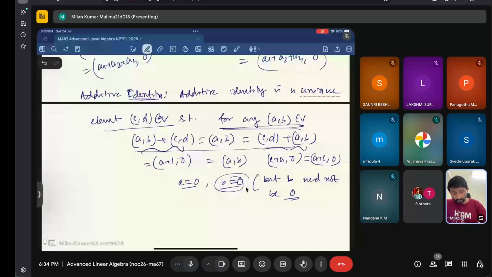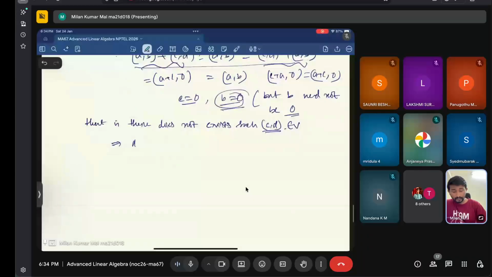So there does not exist such (c, d) in V. That implies the additive identity does not exist. And when the additive identity does not exist, there will be no additive inverse. So the statement that the additive identity exists is wrong, and when the additive identity does not exist, the additive inverse will not exist.